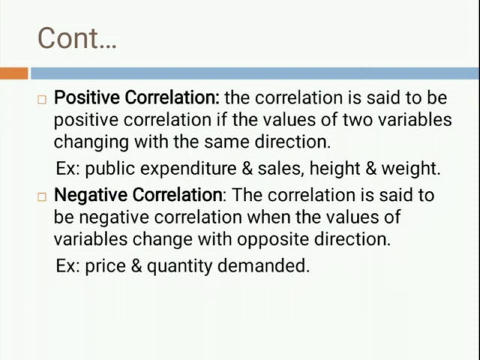And the negative correlation. The correlation is said to be negative when the values of the variables change in opposite directions. For example, price and quantity demanded. As the price increases, the quantity demanded decreases.